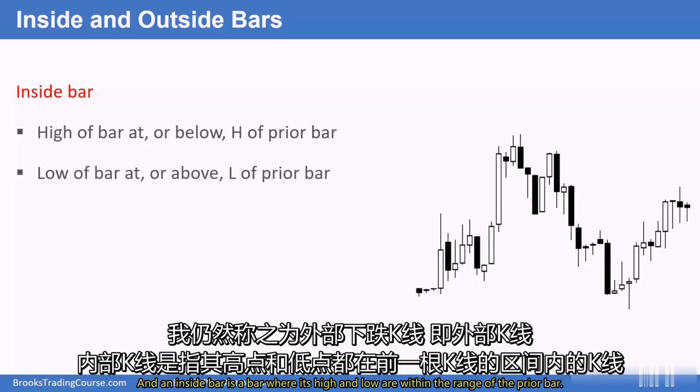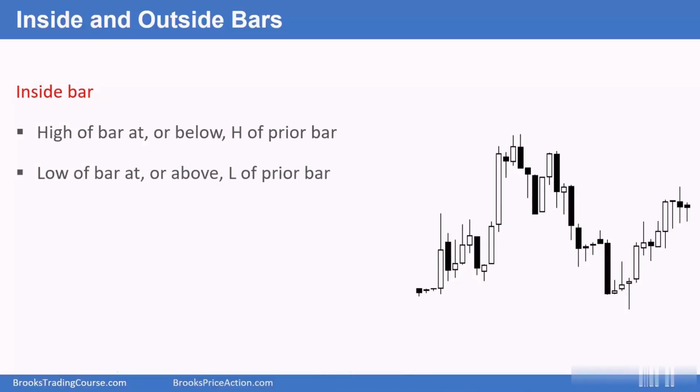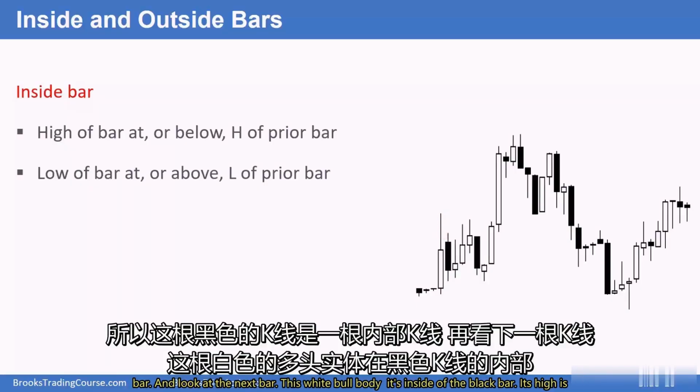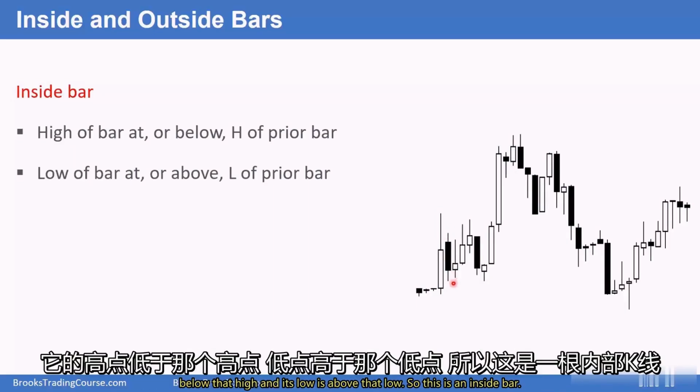And an inside bar is a bar where its high and low are within the range of the prior bar. This bar, the low is above that low. The high is below that high. So this black bar is an inside bar. And look at the next bar. This white bull body, it's inside of the black bar. Its high is below that high, and its low is above that low.